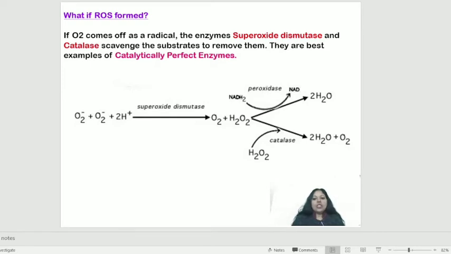So we are now safe. If free radicals are formed, we are safe because we have three very active and catalytically perfect enzymes, which are waiting for their criminals to come, to trap them and form safe byproducts.